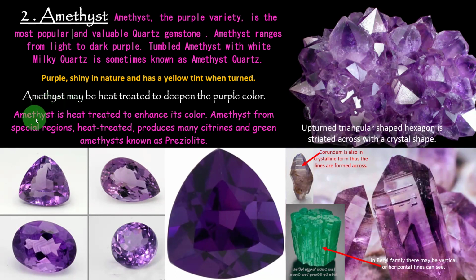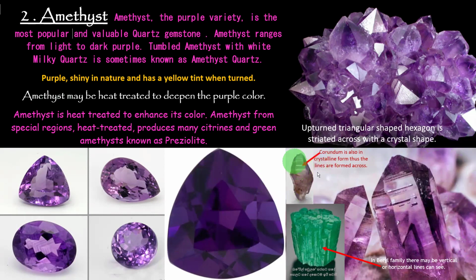Be careful. Amethyst is heat treated to enhance its color. Amethyst from special regions, when heat treated, produces many citrines, and green amethyst is known as prasiolite. Green amethyst is prasiolite. Look at the amethyst colors. Look, another amethyst, deep color.